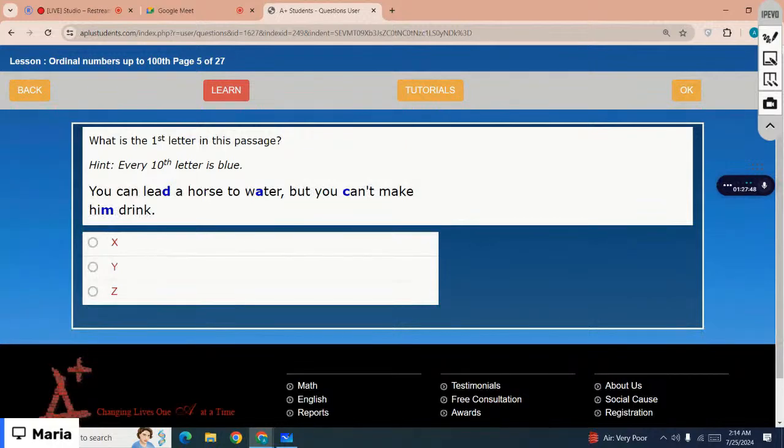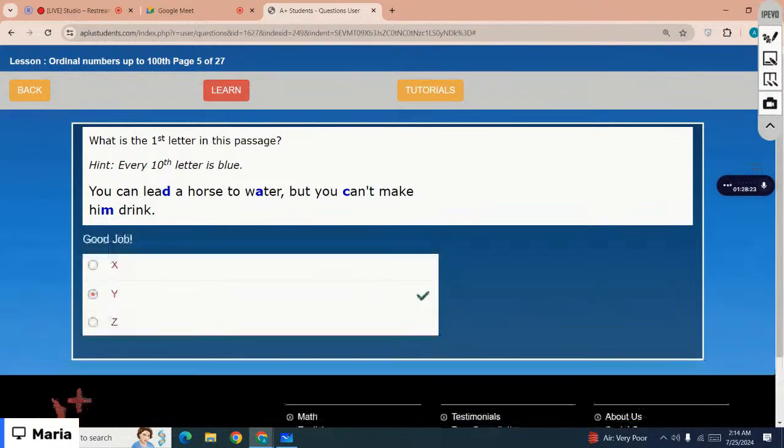What is the first letter in the passage? So which is the correct option? Yes, that is Y. Option number two is the correct option.